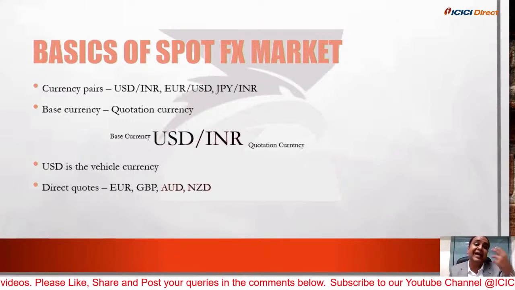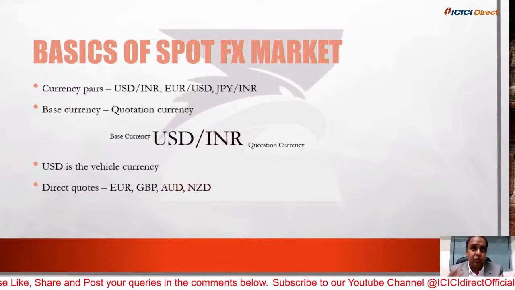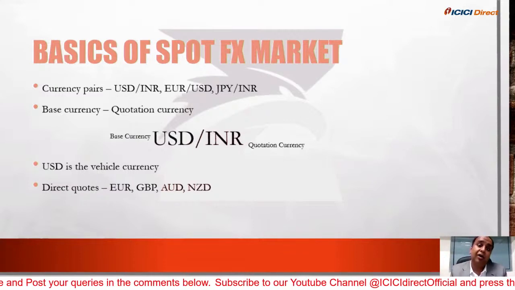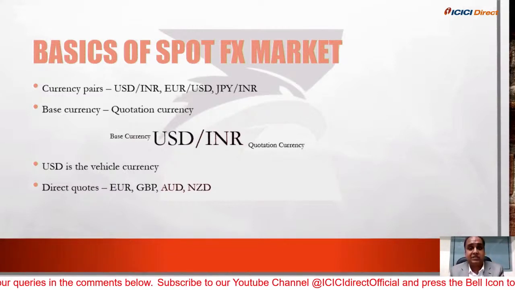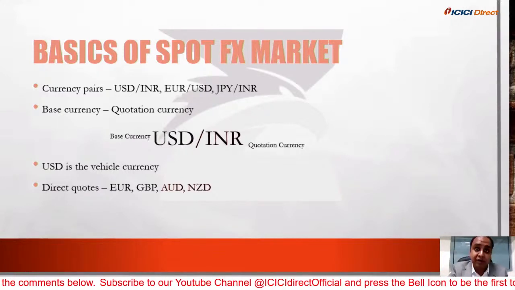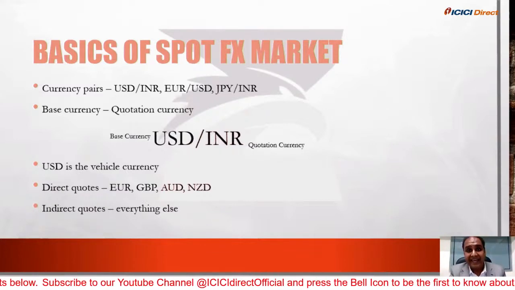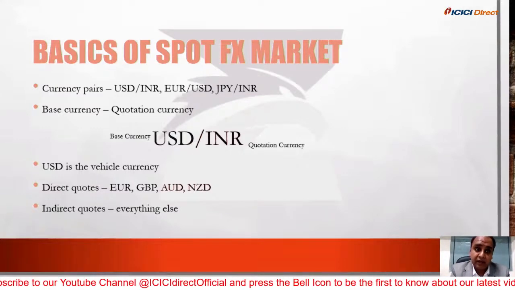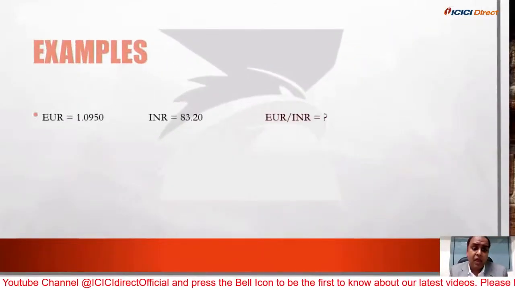So euro USD is a direct quote. The base currency in terms of euro becomes euro. Euro USD, the base currency is euro. Similarly for GBP, for Australian dollar and for New Zealand dollar. So euro, cable, Aussie and Kiwi, these are the only 4 currencies where you have direct quotes. These are quoted as base currency in terms of dollars. Everything else is quoted in dollar terms: dollar yen, dollar dong, dollar real, dollar ruble, dollar rupee. Right? So let us look at some examples.